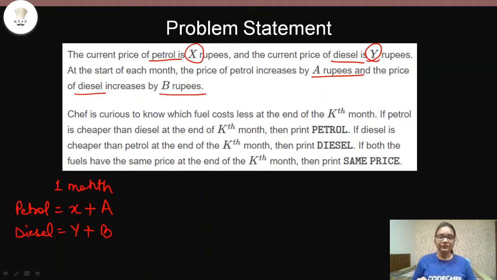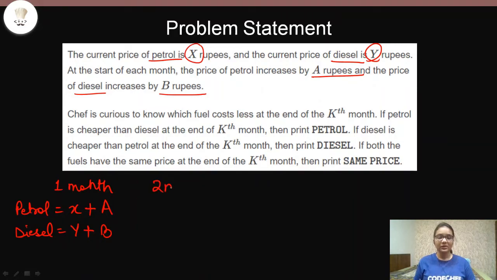Now what we have to find out, that Chef is curious to know what will be the fuel cost at the end of kth month, and he wants to know which fuel's cost will be lesser, whether petrol or diesel. So it is very easy to find out, right? We know that for every month the price keeps on increasing by A and B respectively for petrol and diesel. So after k months, like here you can see it's for 1 month.